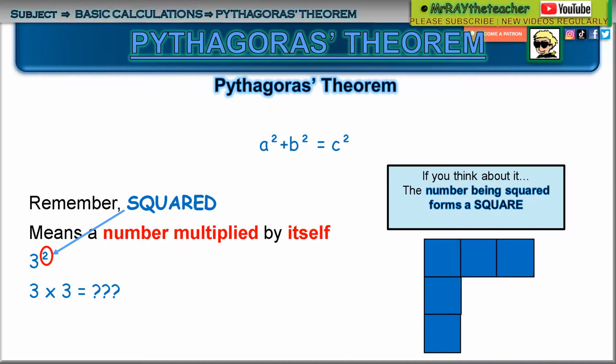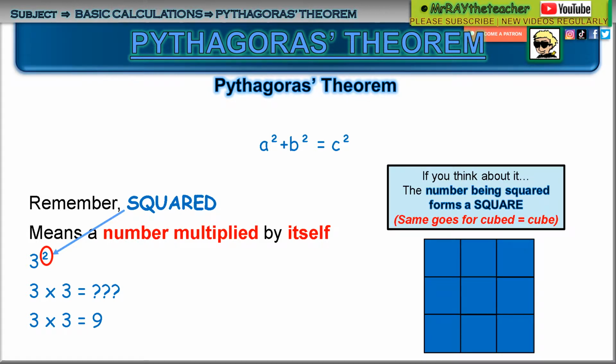The number being squared forms a square. So 3 times 3 equals 9. We've got 1, 2, 3, 4, 5, 6, 7, 8, 9, so in total, 9 squares. Same goes for cubed, but this time we're taking it 3D. It makes a cube. And what happens to the power of 4? Well, leave a comment below or check out Google or some other search engine. The answers are out there if you seek them.